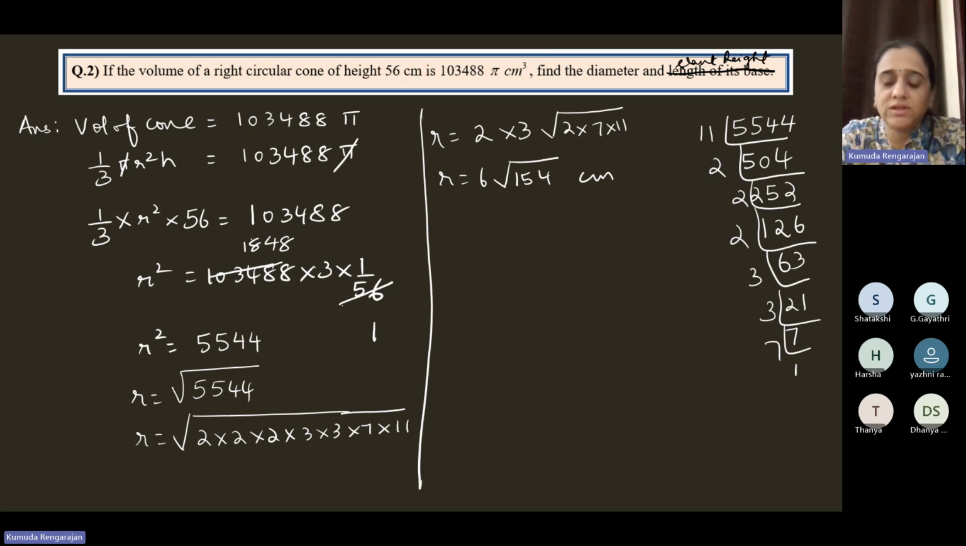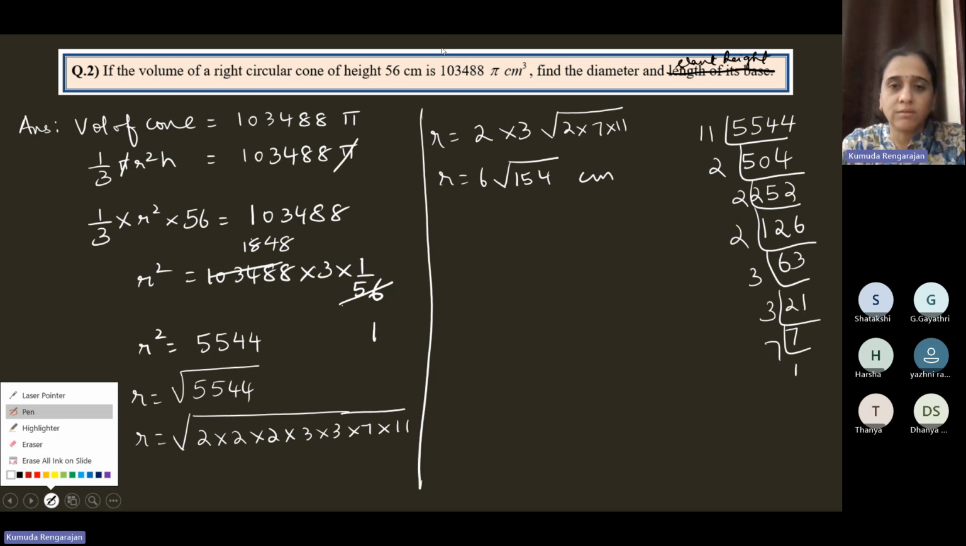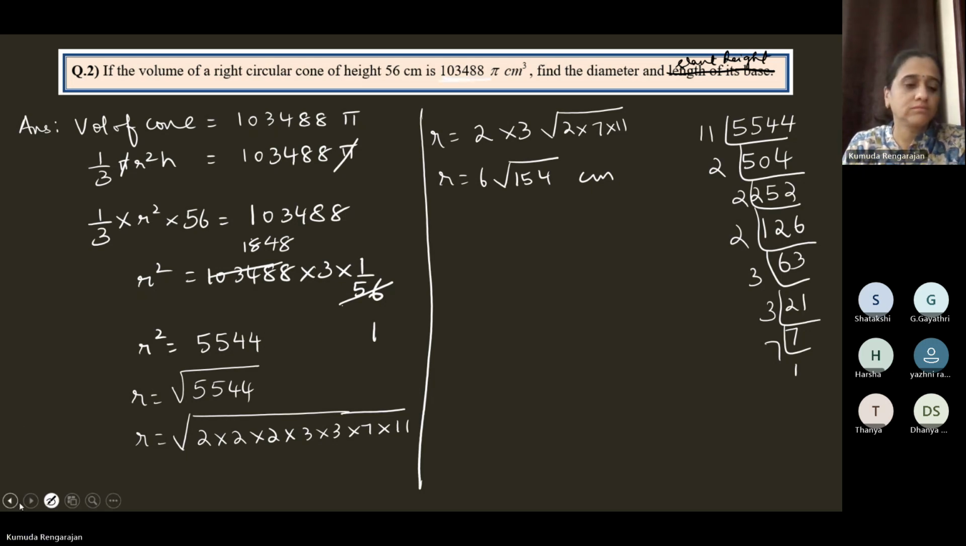We'll just stop here with the radius because I'm sure the number here is incorrect. I must check this value of volume. So we'll just stop here with R. All right.